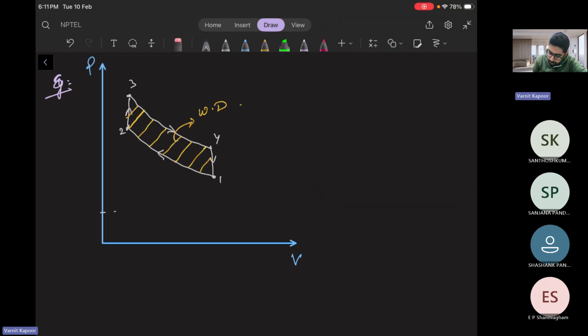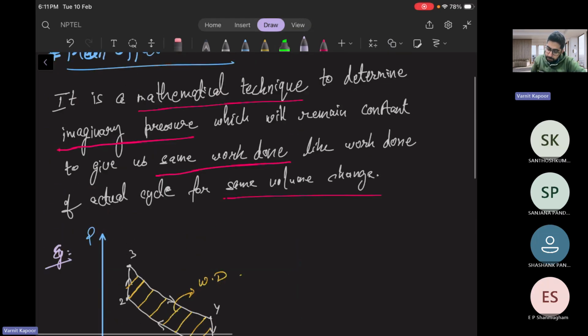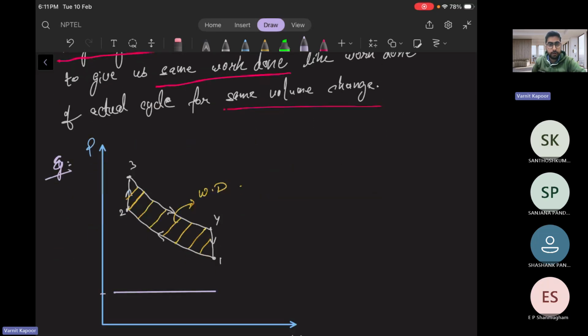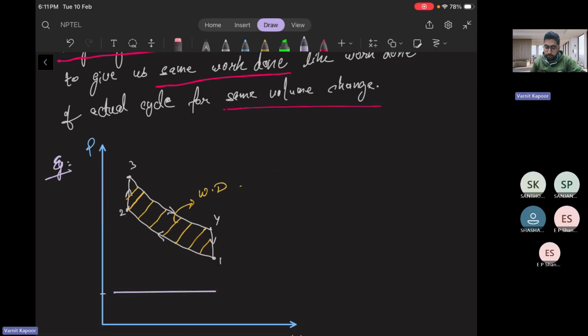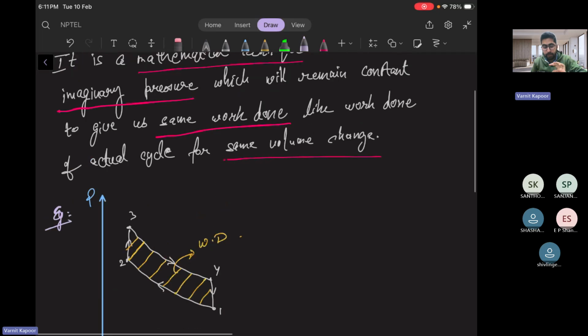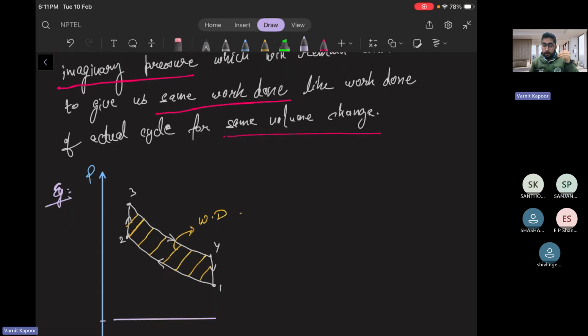Constant pressure, which gives us the same amount of work done. So whatever work done I've got from the Otto cycle, it will give me the same amount of work done. And work done comes from the area under the PV plot, because work done from thermodynamics for a closed system is PdV. So, same work done for same volume change.